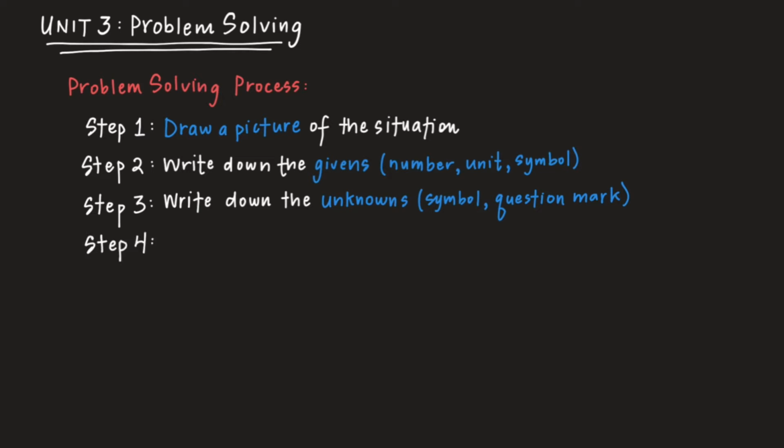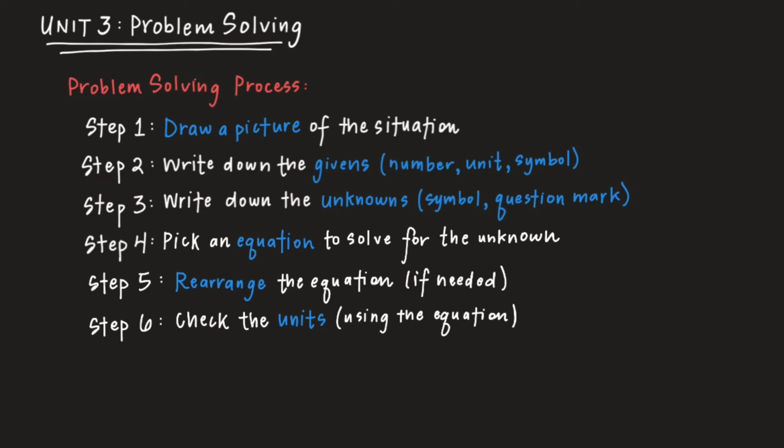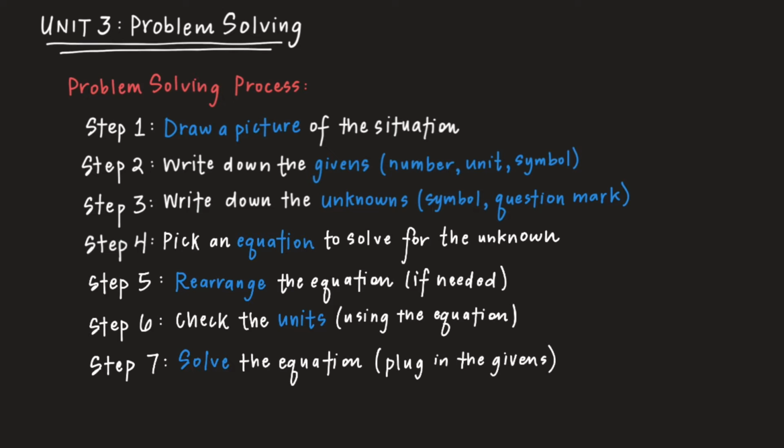Step four, we are going to pick an equation that will help us solve for the unknown. Step five, we are going to rearrange that equation if we need to, if it's necessary. Step six is we are going to check our units. Super important to make sure that it all works out using the equation from step five. And then step seven, finally, we are going to solve the equation by plugging in the numbers, plugging in our givens. So we reviewed this last time we did problem solving. It's important to remind ourselves about this process before we move forward with Unit 3, problem solving.